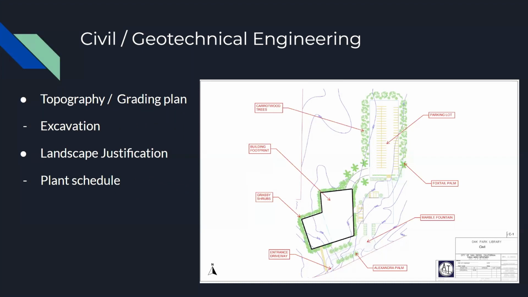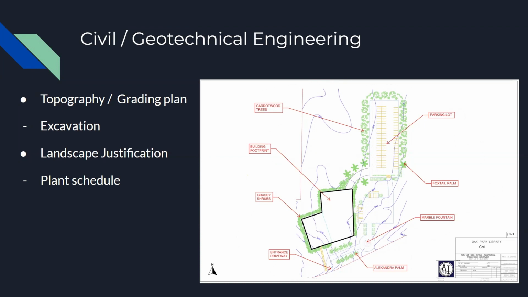I will be talking about the civil and geotechnical engineering aspect of this project. Using the RFP, we have topography maps and soil reports. Using those, I created the grading plan and we got an estimated elevation of 330. Also, with the elevations, we have to do excavations. The biggest excavations we needed to do were the entrance driveway and the entrance to the parking lot driveway.